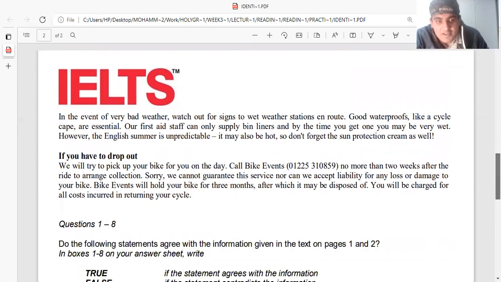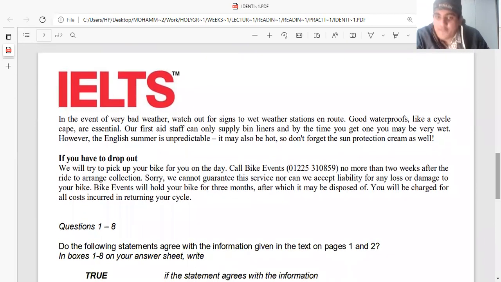If you have to drop out, we will try to pick up your bike for you on the day. Call Bike Events 01225 310 859 no more than 2 weeks after the ride to arrange collection. Sorry, we cannot guarantee the service, nor can we accept liability, as in responsibility, for any loss or damage to your bike. Bike Events will hold your bike for 3 months, after which it may be disposed of. You will be charged for all costs incurred or sustained in returning your cycle.